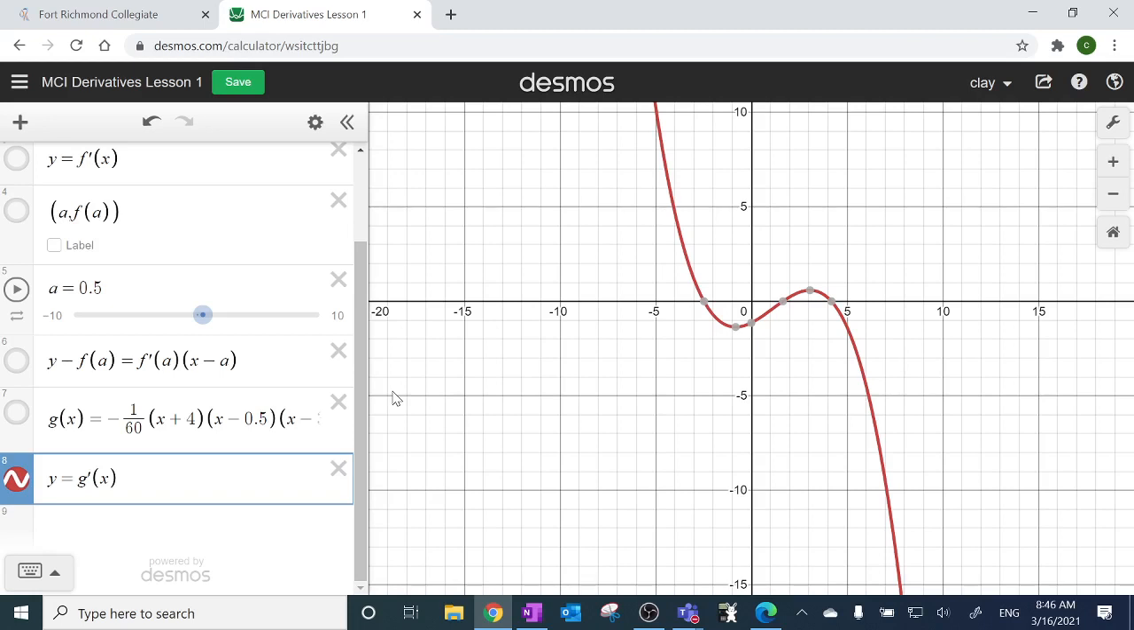There you go. A derivative's degree is going to be 1 less than its original function. That is going to be true. All right, let's play with some more graphs.